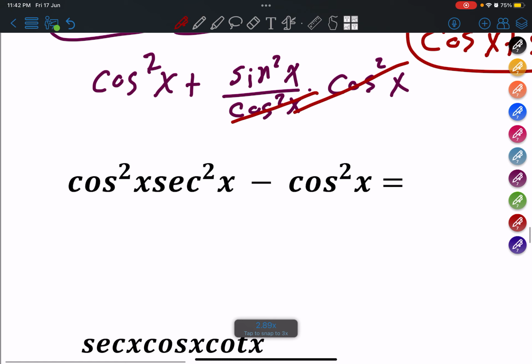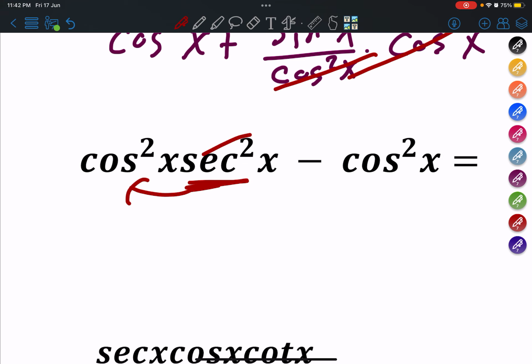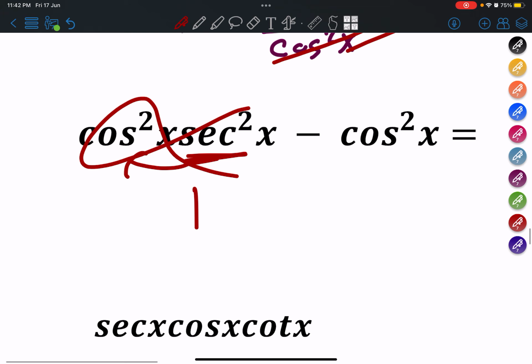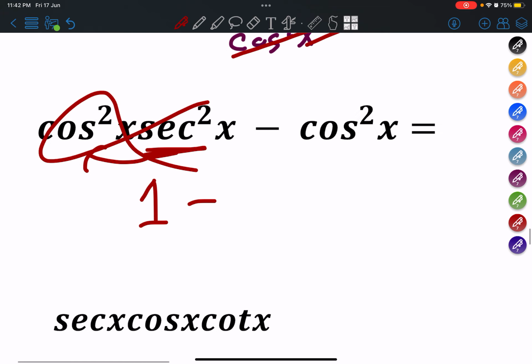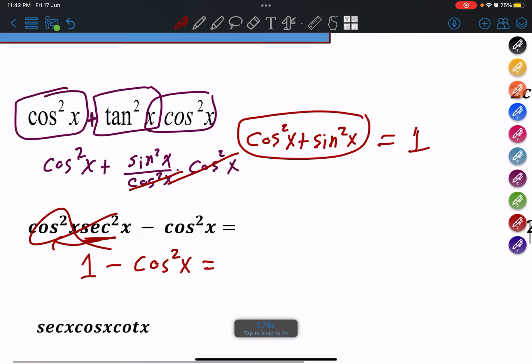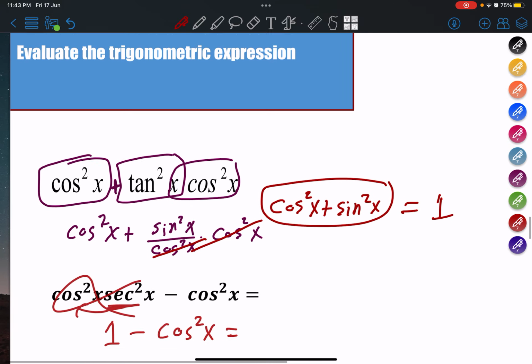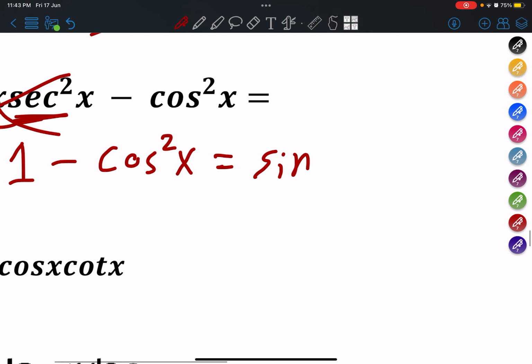Here again, cosine square x times sec square x minus cosine square x. Well, sec square x is basically the opposite of cosine square, so we can cancel out these two and we can write them as 1 minus cosine square x. And we just said, if we go up a little bit, 1 minus cosine square x is equal to sine square x. So this will equal sine square x.